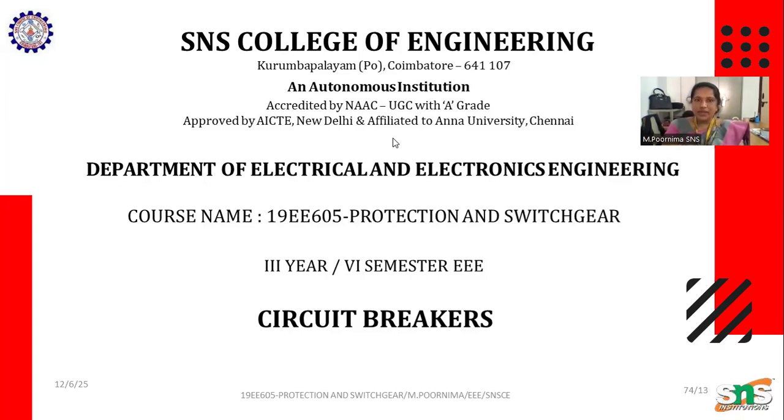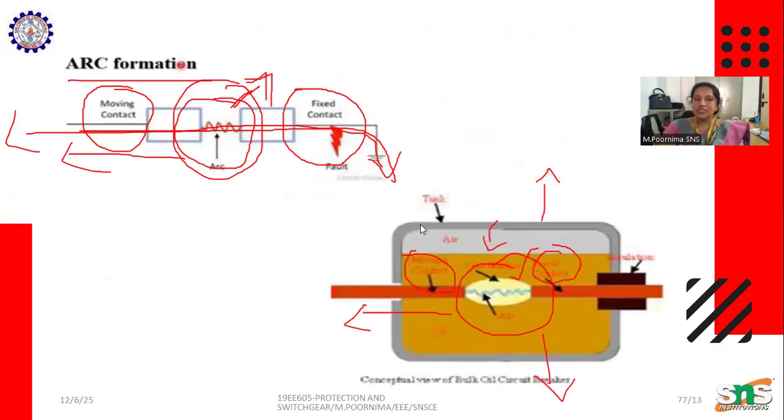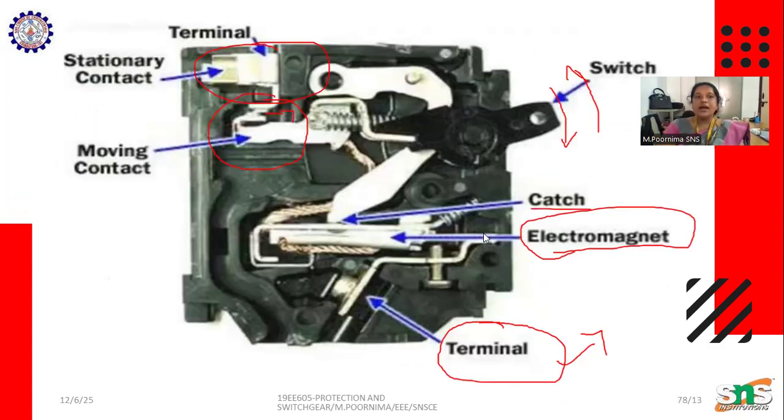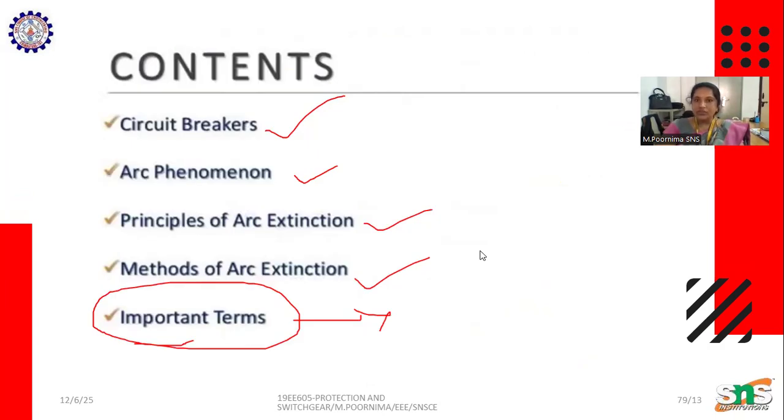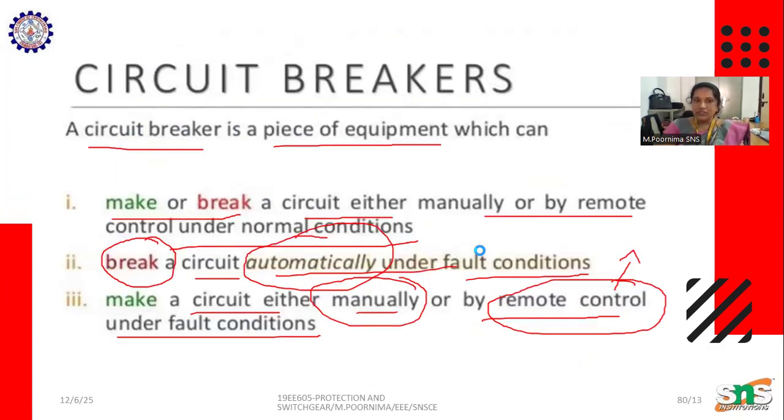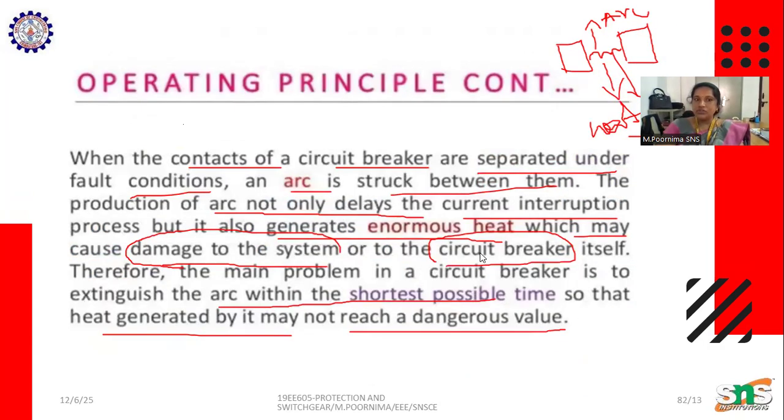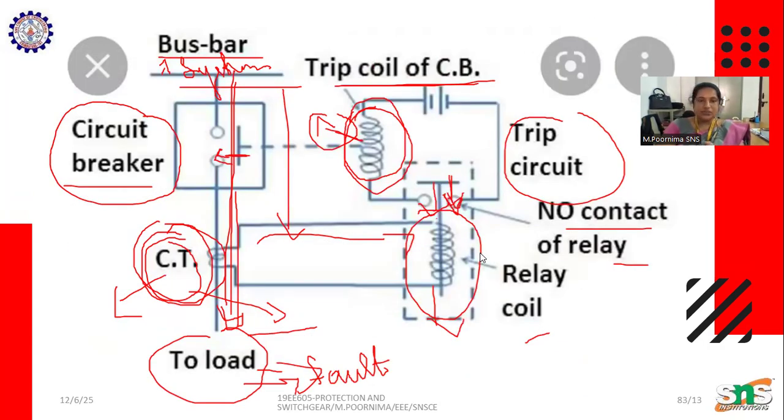In the last class, we discussed the basics of circuit breakers and their working principle. We covered the basic structure, what an arc is, how the arc forms, the parts of a circuit breaker, and the operating principle of circuit breakers.